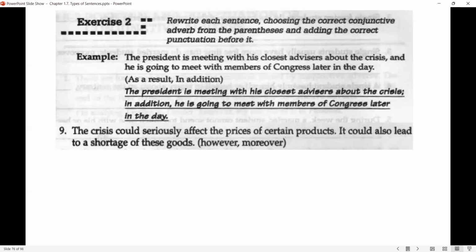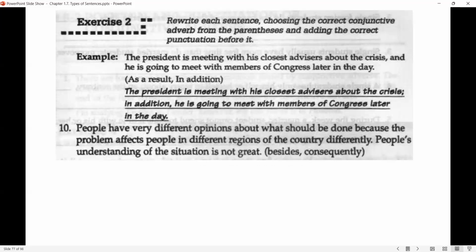Number 9. The crisis could seriously affect the prices of certain products. Moreover, it could also lead to a shortage of these goods. Now, number 10. Let's check. People have very different opinions about what should be done because the problem affects people in different regions of the country differently. Besides, people's understanding of the situation is not great.